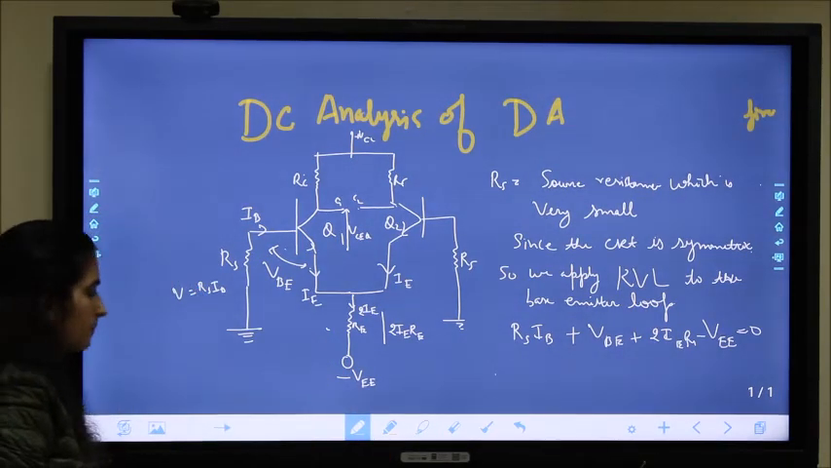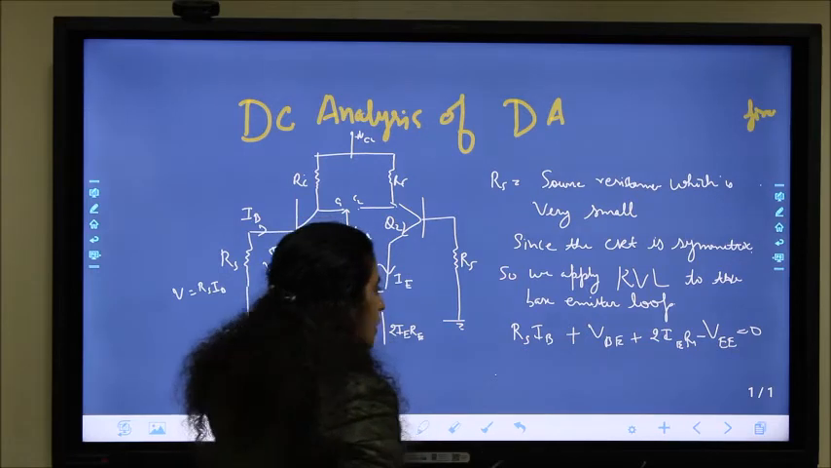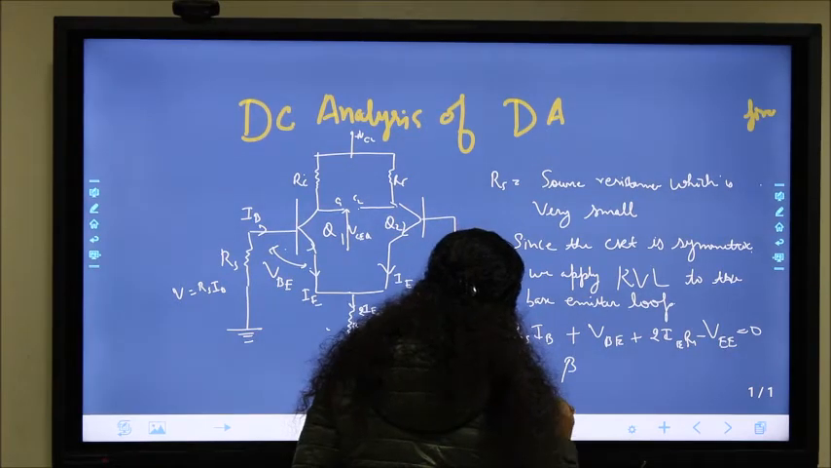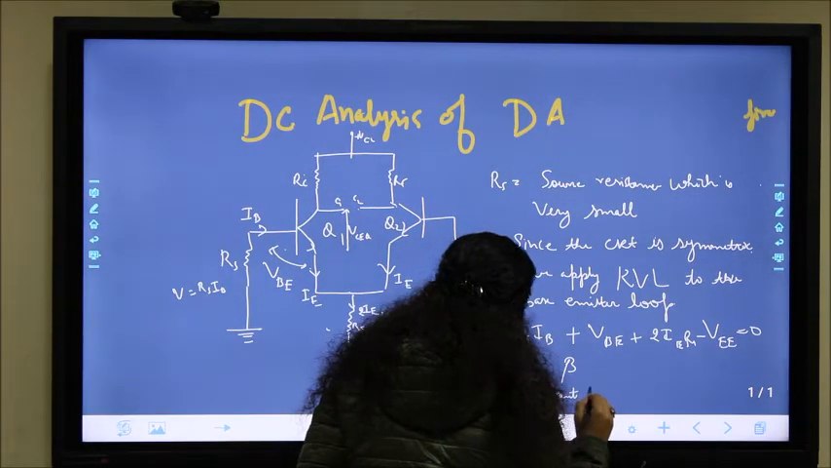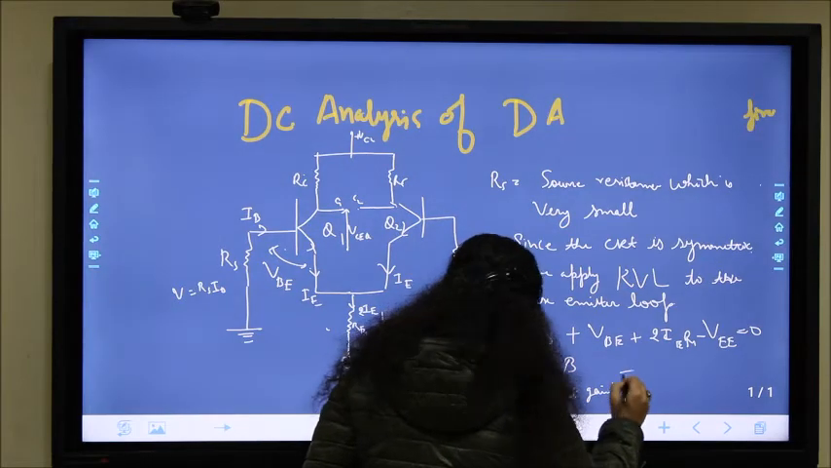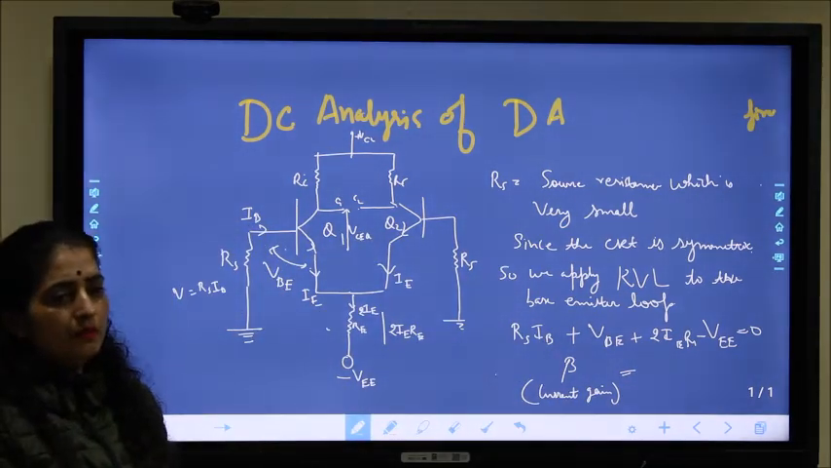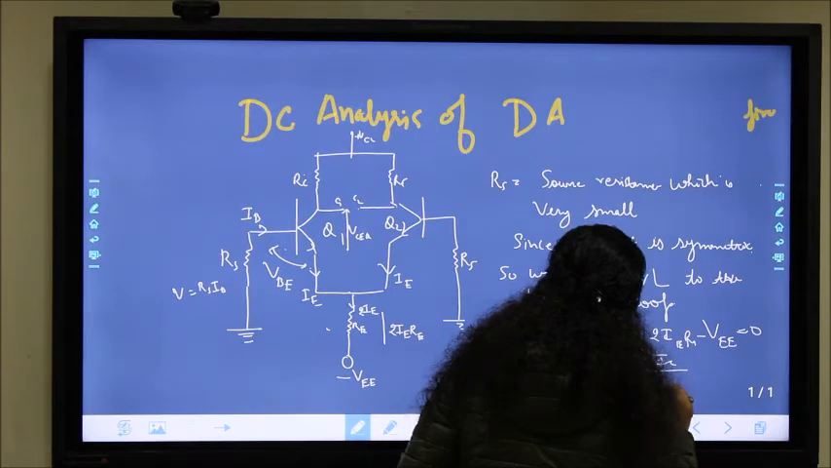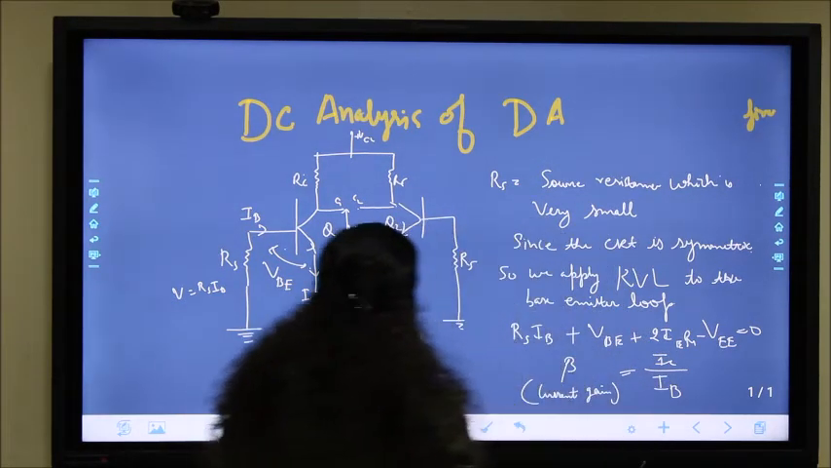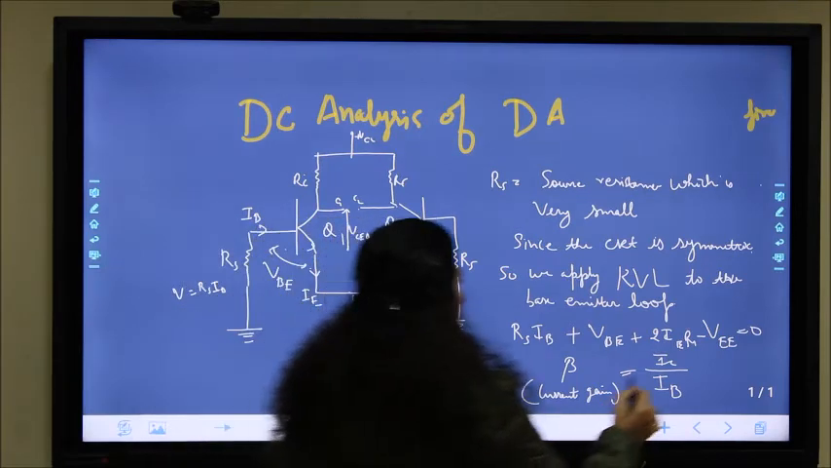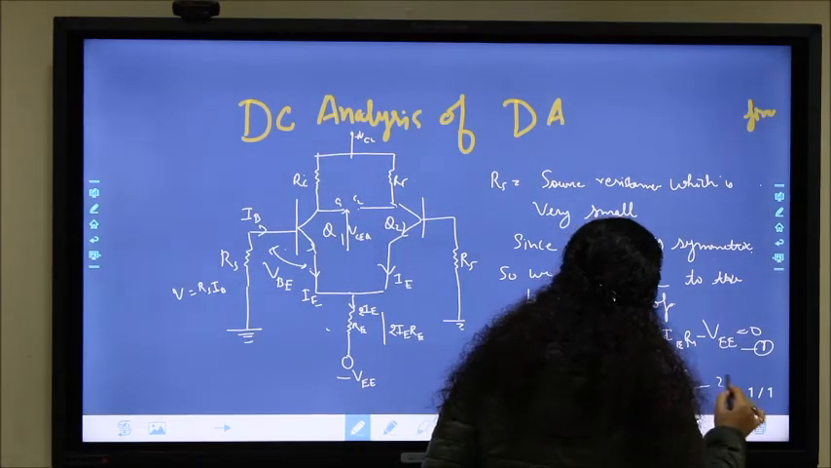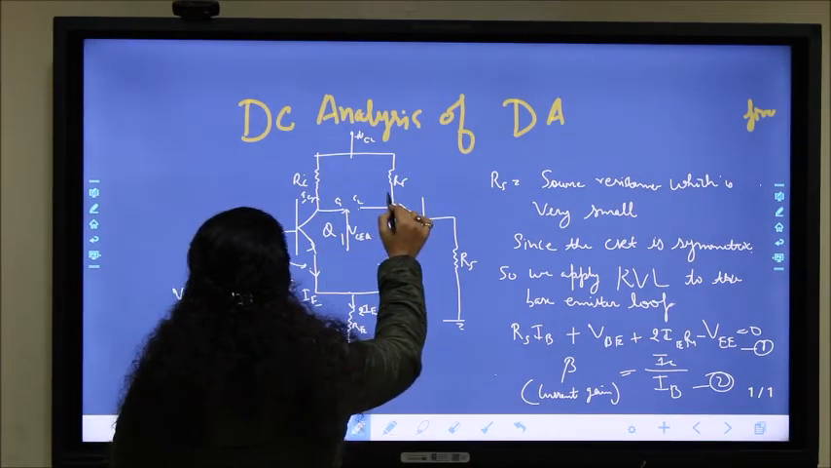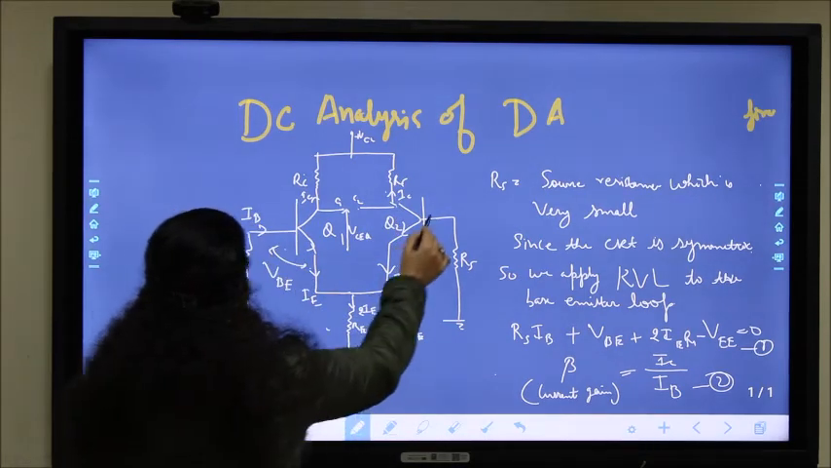Now we all know that beta is the current gain, and its value is equal to collector current divided by the base current. IC is the collector current and IB is the base current. This is your equation number 1 and this is your equation number 2.